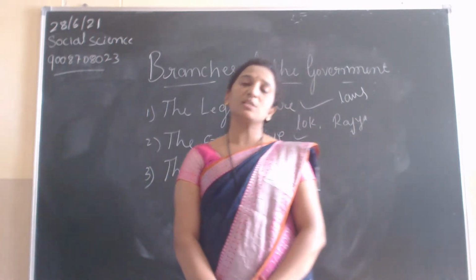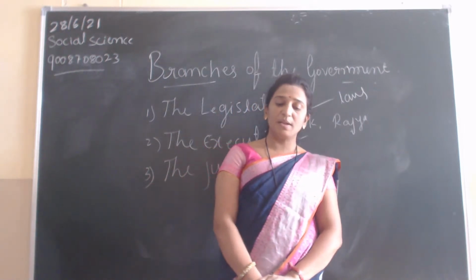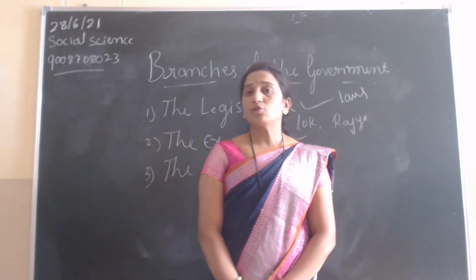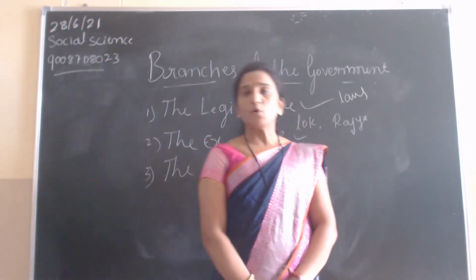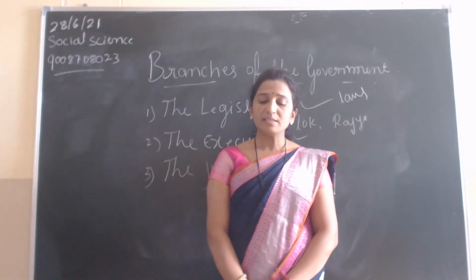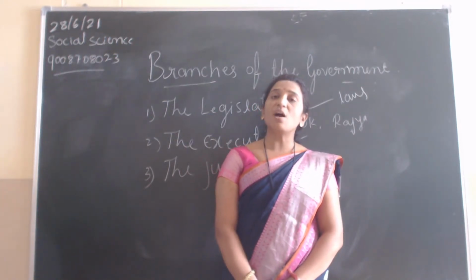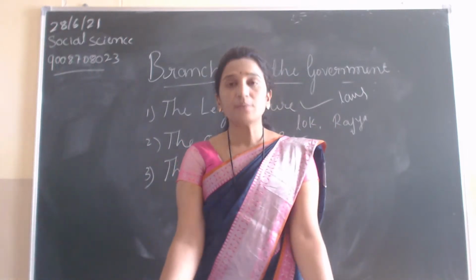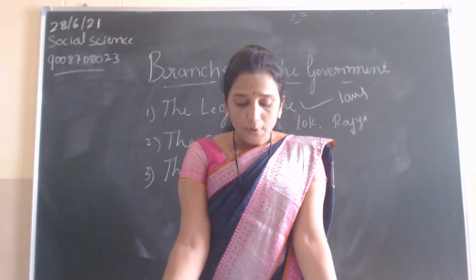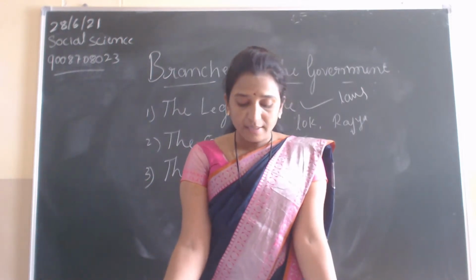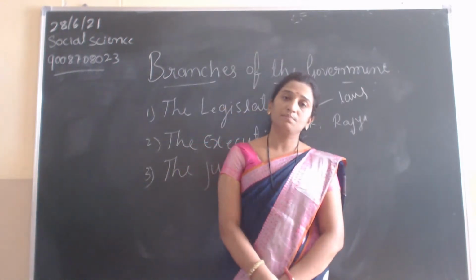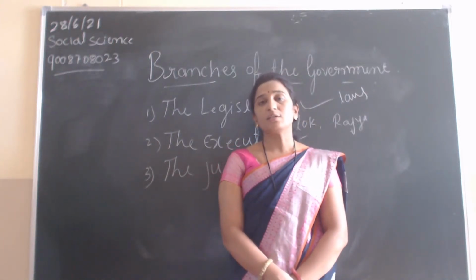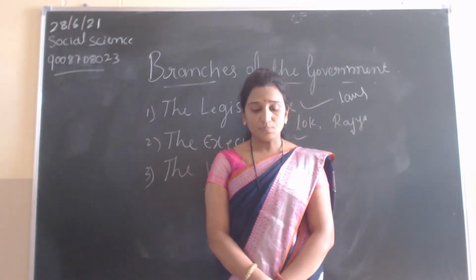The ministers will be there. They take the responsibility at the central level for the implementation and administration of laws and policies. The executive signs laws into effect. It grants pardons to prisoners and appoints federal judges, and they are elected every 4 years. These are the points that come under the executive.